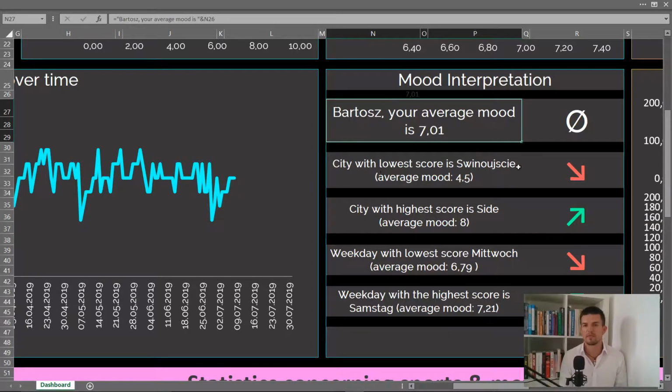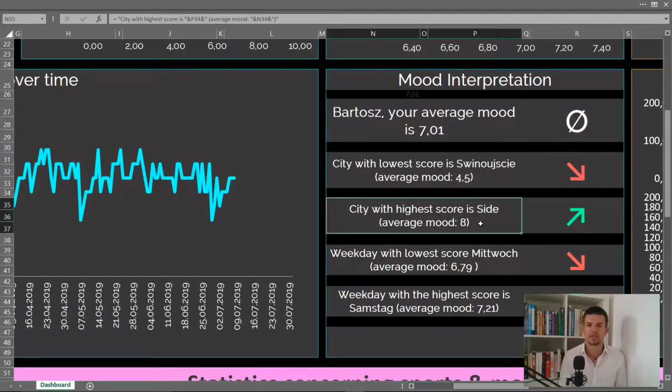So again, descriptive analysis, Bartosz, your average mood is 7.01. The city with the lowest mood is Świnoujście. Vacation, Side has the highest mood, family vacation. Then Mittwoch, Wednesday, has the lowest mood, and Saturday, Samstag, has the highest average mood.